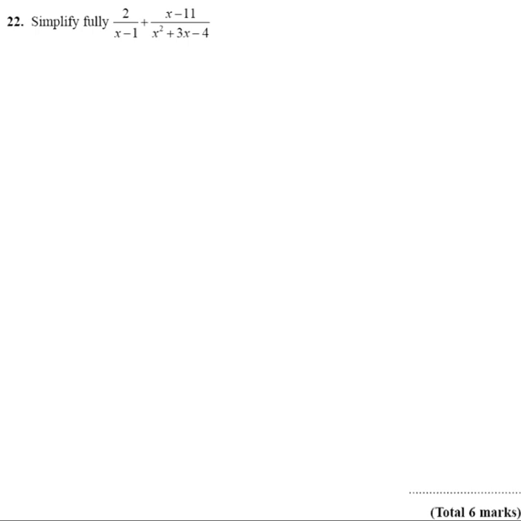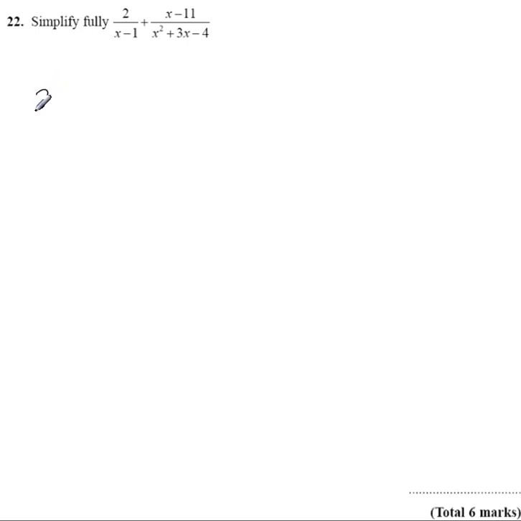This algebraic fraction question is worth 6 marks, and it's one of the trickier ones. Because you're adding the fractions together, whenever you add fractions, you need to be working in a common denominator. And so the first question really is, how are you going to get a common denominator of x minus 1 and x squared plus 3x minus 4?